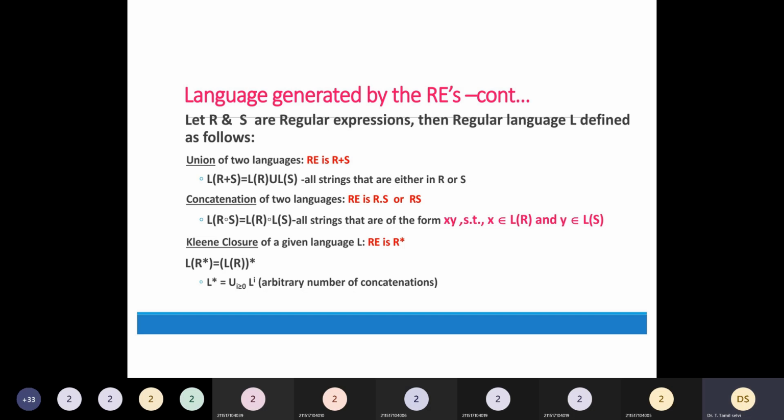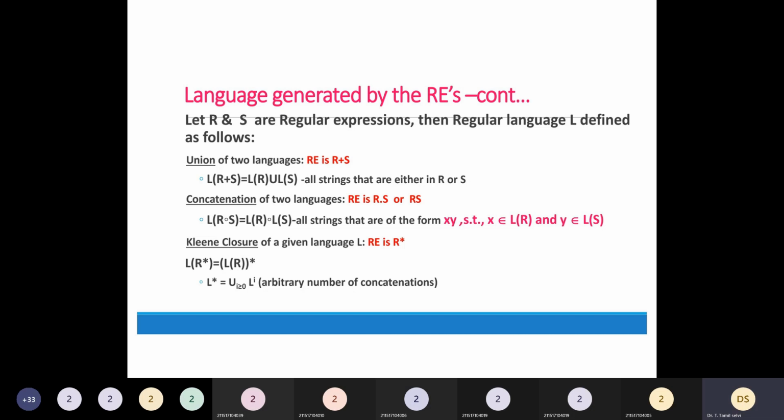So the language L of R plus S is equal to L of R union L of S, which means all strings that are either in the regular expression R or in the regular expression S. This is the usual union operation we studied in mathematics. So here we are using the same type of operation, the union operation.